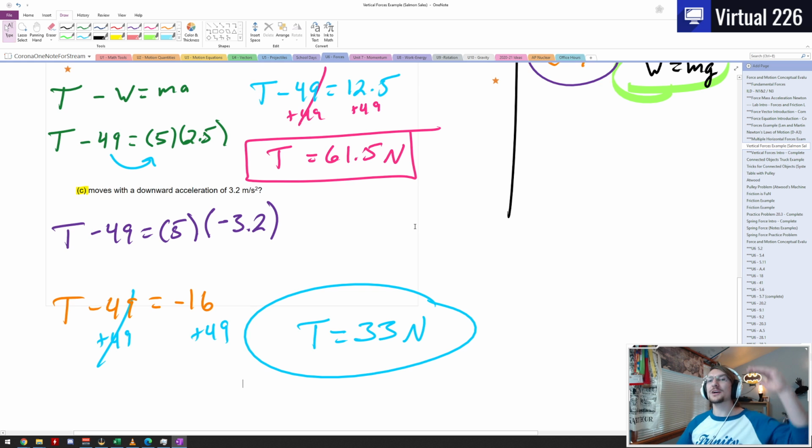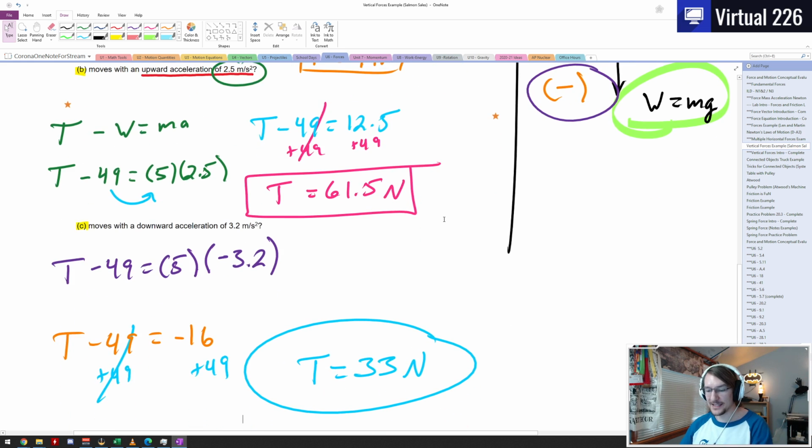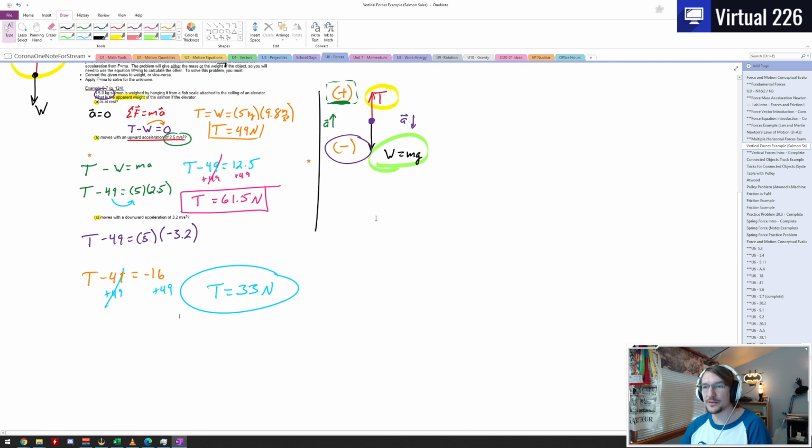So if you were accelerating downward in the elevator, you'd actually pay less for the salmon because the weight would look like it was less here. The apparent weight that the fish scale is reading is only 33, when in reality, it should be 49. And if the sucker accidentally paid when you're accelerating upward and paid 61, oh boy, they paid nearly double of what you did when you're accelerating downward.